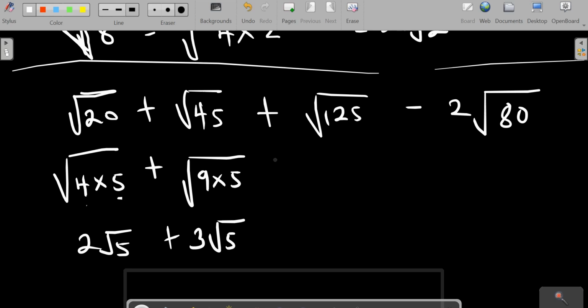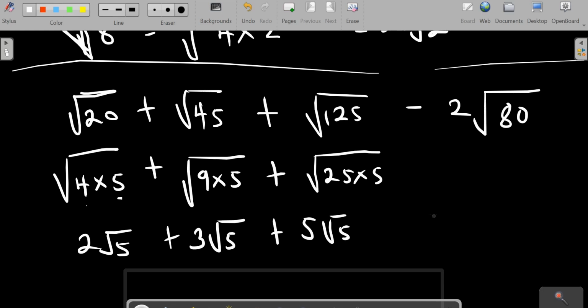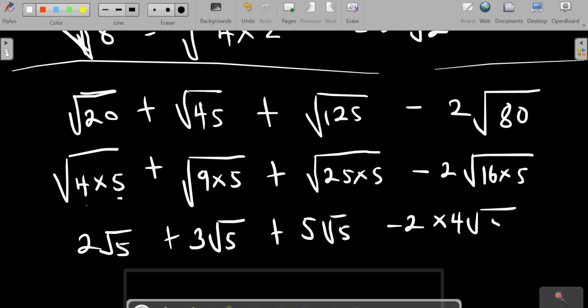A common surd. Now if you look at your 125, you will not target that 5 again. By saying 5 times 5 will give me what? Will give me 25. That will be 25 times 5. And the root of 25 is what? That will be 5 root 5. Then you have minus 2 root 5 here for 80. That will be 16 times 5. So you have minus 2. What's the root of 16? That will be 4. So that will be 4 root 5.